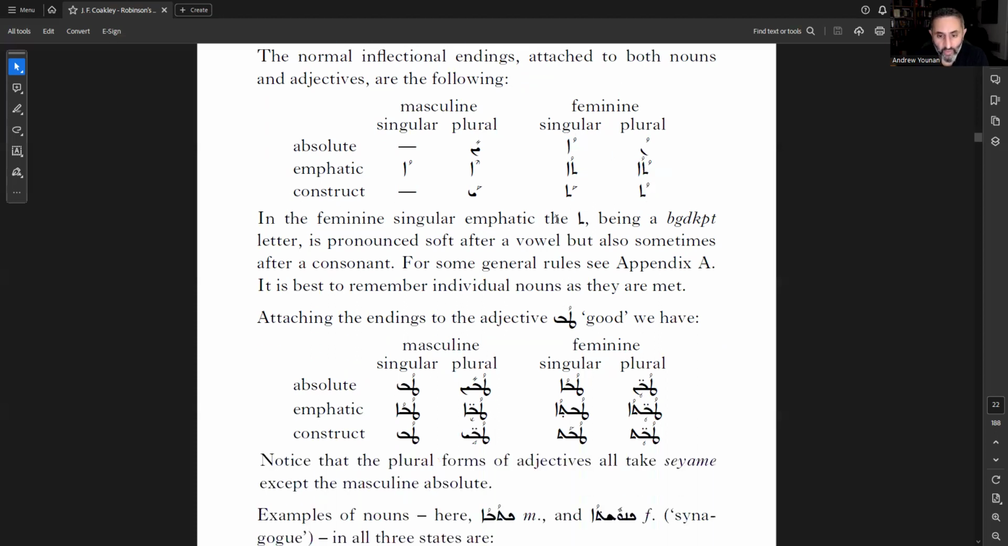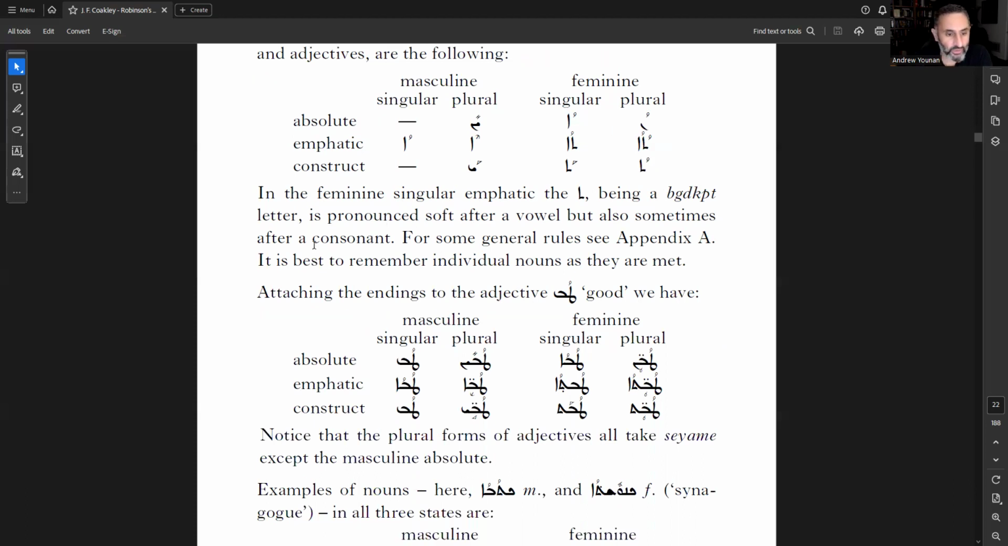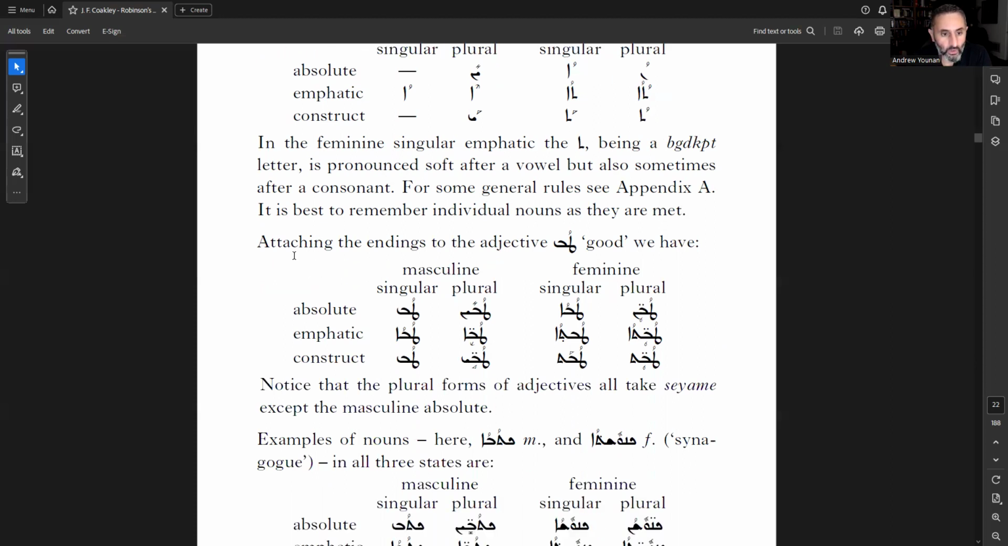In the feminine singular emphatic, the tau, being a softenable letter, is pronounced soft after a vowel, but also sometimes after a consonant. Don't worry about the softening. For some general rules, see Appendix A. It is best to remember individual nouns as they are met. Attaching the endings to the adjective tau, good, we have.